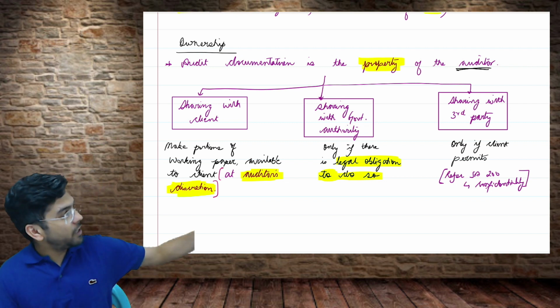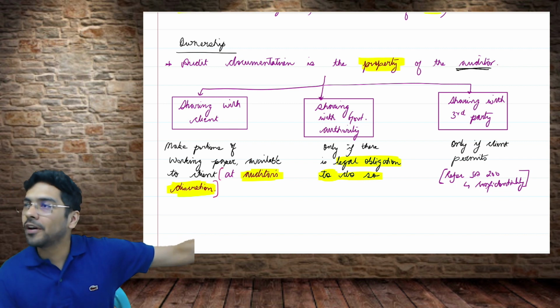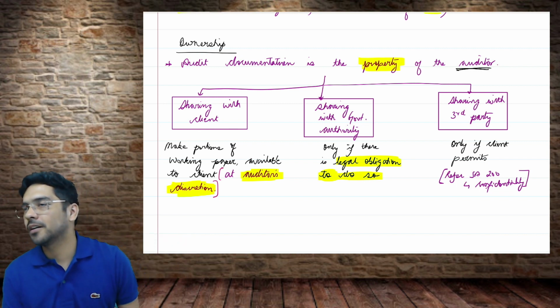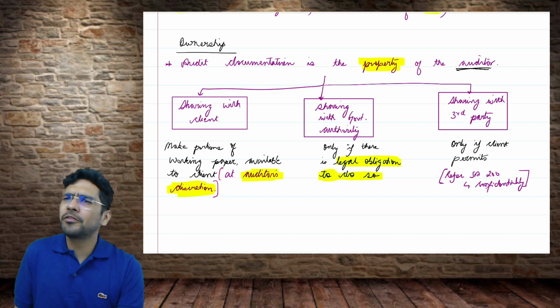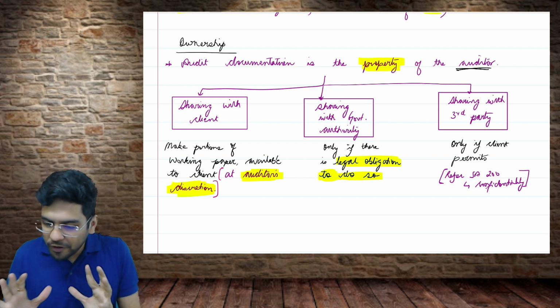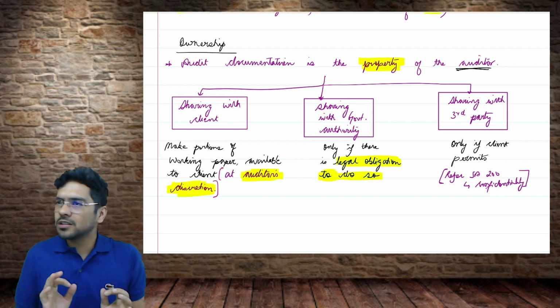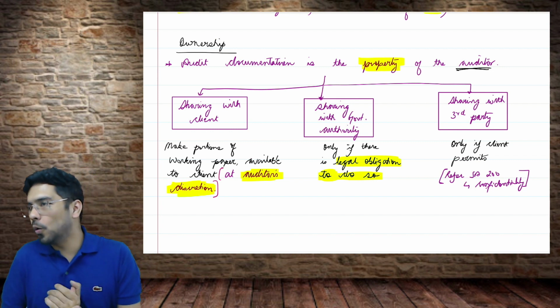So that is why I have referred here to SA 200, which is what? Confidentiality. Clear? So very, very simple. All right. So with this, the ownership part, our SA 230 is over. Okay. Done.